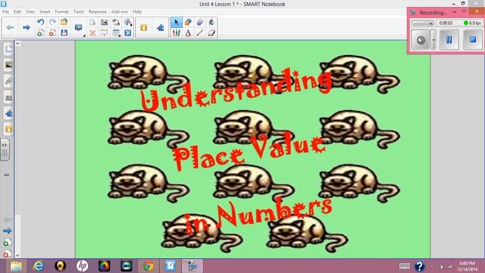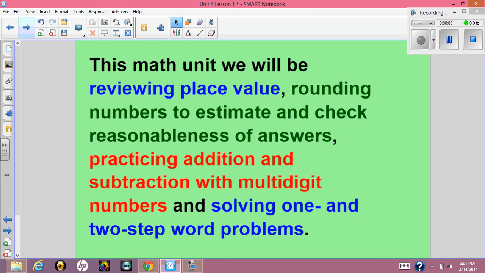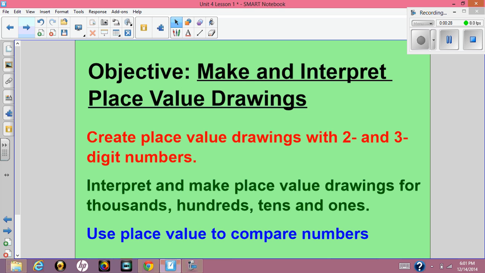Today we are going to be discussing understanding place value in numbers. So this begins our unit, and in this unit we will be reviewing place value, rounding numbers to estimate and check for reasonableness of an answer, practicing addition and subtraction with multi-digit numbers, and solving one- and two-step word problems.